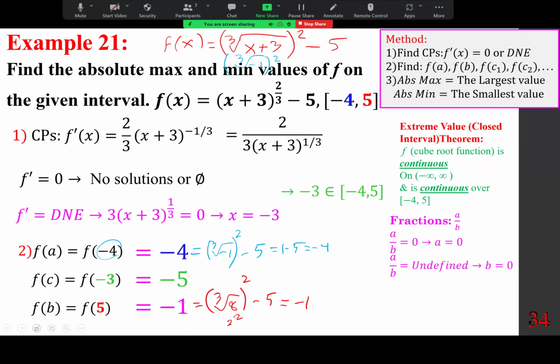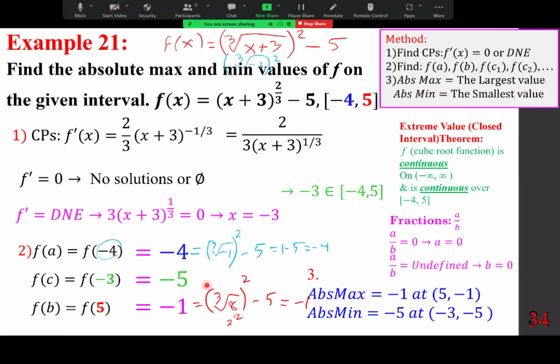And so, since they're all negative, the absolute max is -1, the absolute min is -5. So the absolute max is -1 at this pair, and the absolute minimum is -5 at this pair. That's how we do the writing. Absolute max equals -1 at (5, -1). Sometimes they may want the x coordinate, at x equals 5. The absolute min has a value of -5 at (-3, -5).